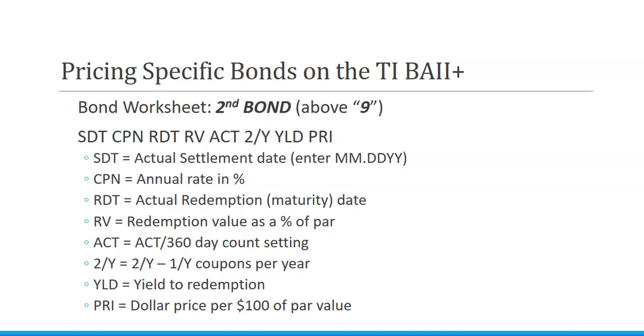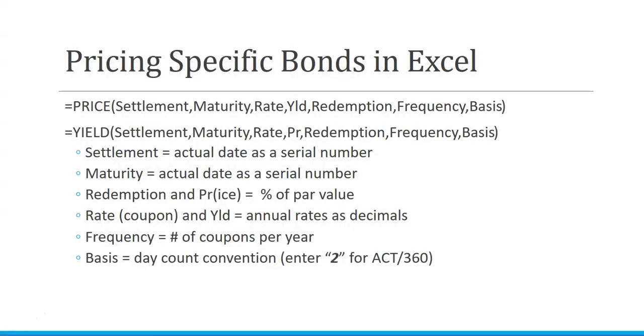$100 of par value. If we're pricing specific bonds in Excel, then we can either use the price function or the yield function in Excel. Again, where we have the settlement date, the maturity date, the redemption and price as a percentage of par value, the coupon rate and yield, and the frequency, number of coupons per year, whether it's annually or semi-annually, and the day convention. So whether we want a 365-day year or a 360-day year.